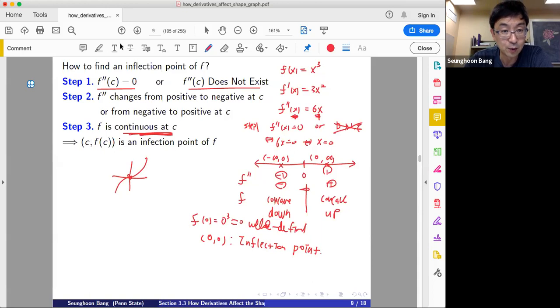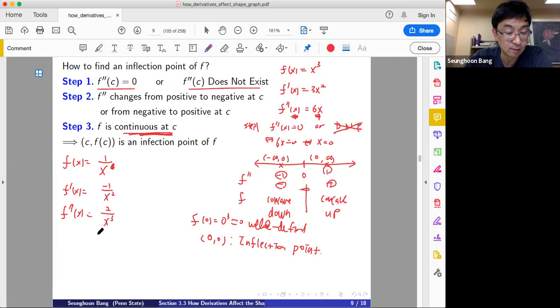So one more example is this one. f of x equals 1 over x cubed. Sorry, 1 over x. Sorry about that. f of x equals 1 over x. f prime of x is negative 1 over x squared. The second derivative of f is 2 over x cubed.